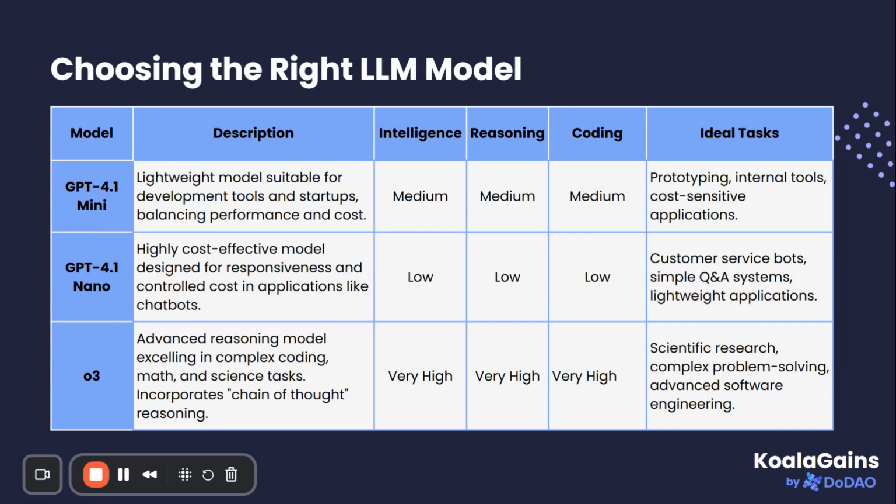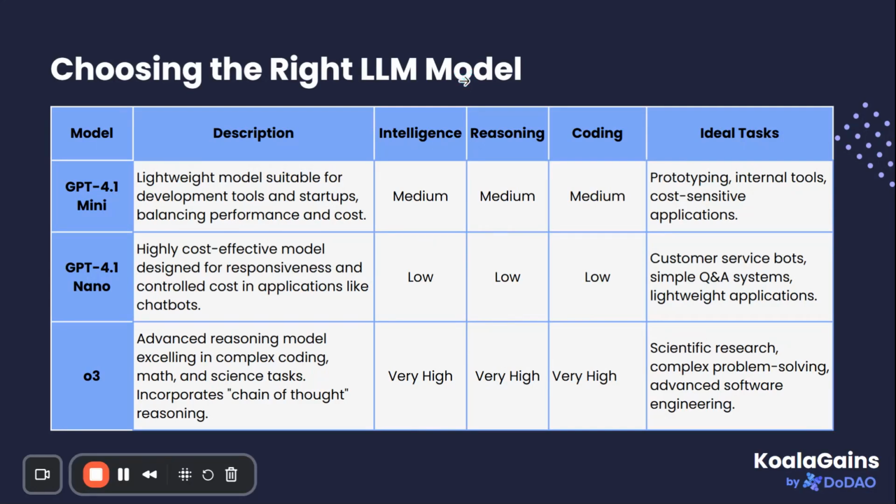The next model we have is GPT 4.1 Mini. If you are building internal tools or prototypes and want a balance between performance and price, GPT 4.1 Mini is a strong candidate. It's smart enough for most workflows, especially in startups or lean development teams. It has medium-range intelligence, reasoning, and coding abilities. It is ideal for generating basic UI components or internal tool logic, like create a dashboard layout in React.